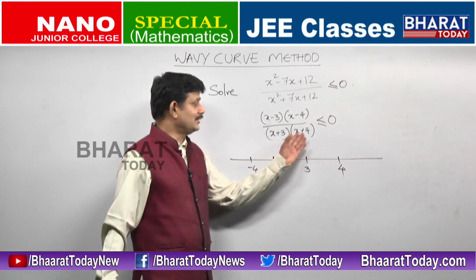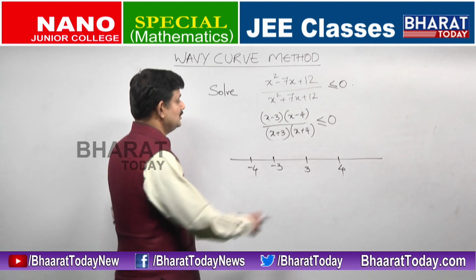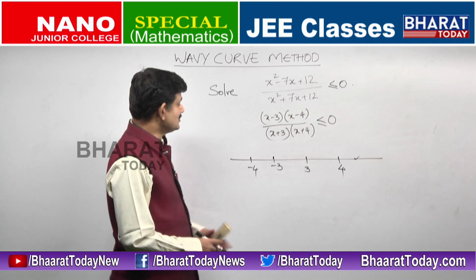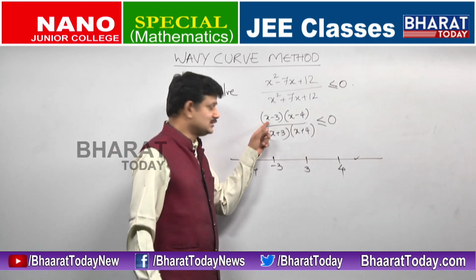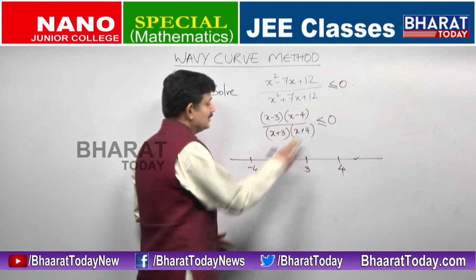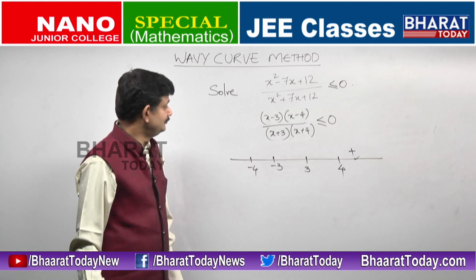x plus 4 is positive if x is greater than minus 4. So cut the number line at minus 4. So in this case what will happen? x is greater than 4. When x is greater than 4, x minus 4 is positive, x minus 3 is positive, x plus 3 is positive, x plus 4 is positive. All 4 brackets are positive. So in entirety this will be positive.